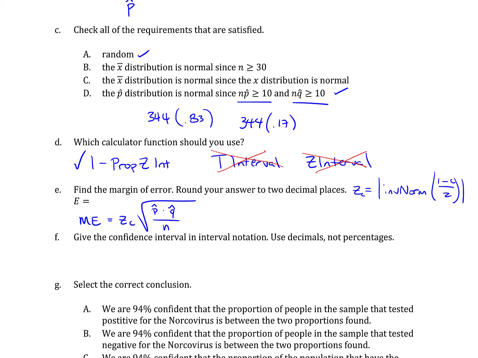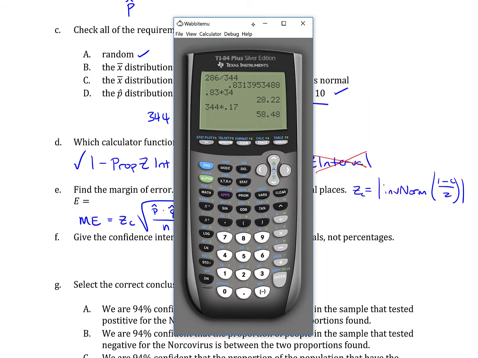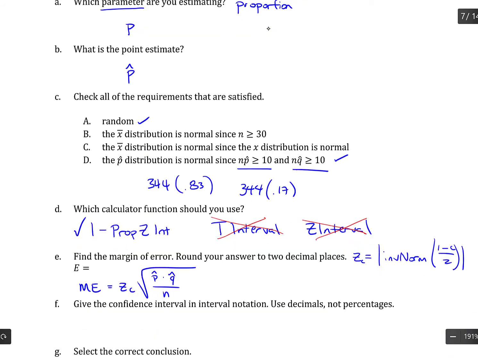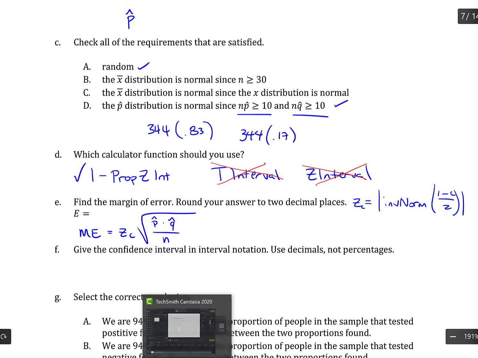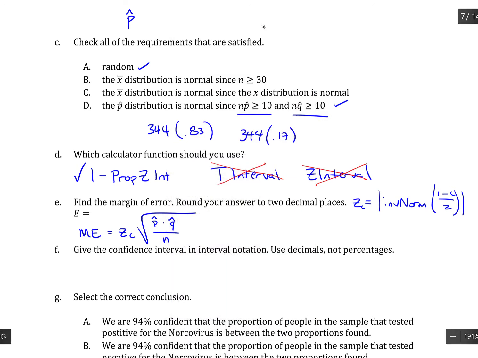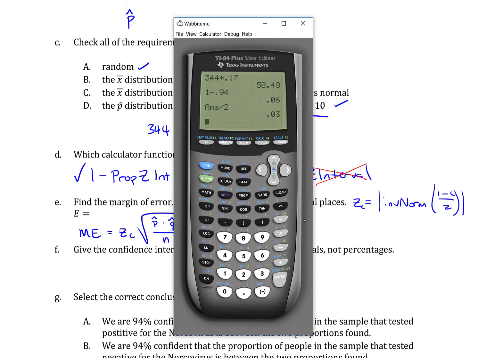So to get this, I would take 1 minus the level of confidence that is requested, and I need to go back up and see what that is. We want a 94% confidence interval. So 1 minus 0.94 divided by 2, and that's 0.03. Okay, and now I need to take inverse norm of that. So second distributions come down to inverse norm. And the area to the left is 0.03. That's what we just calculated.